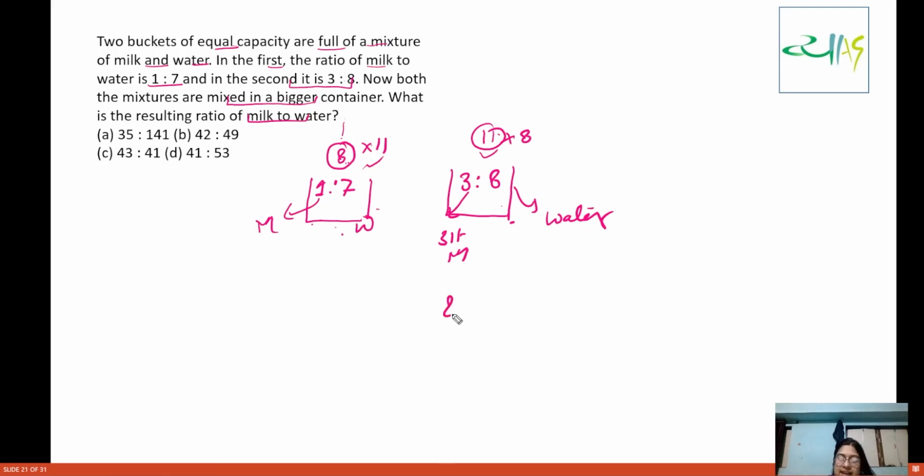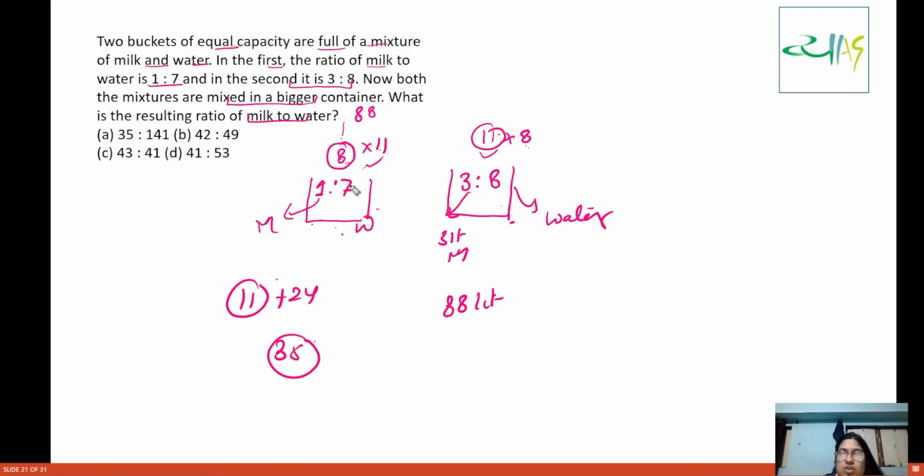Now you have 88 liters each. Now it is asking what is the resulting ratio of milk to water. Because you are taking 88 liter from here, in 88 liter, how much milk will you be getting from here? 11. And how much milk from here? 24. So this will become 35.